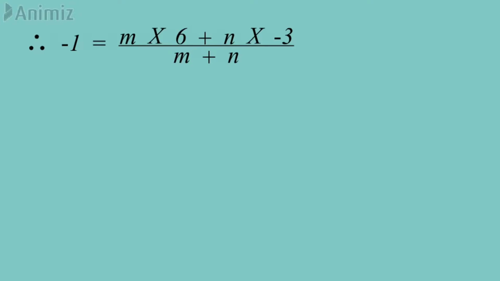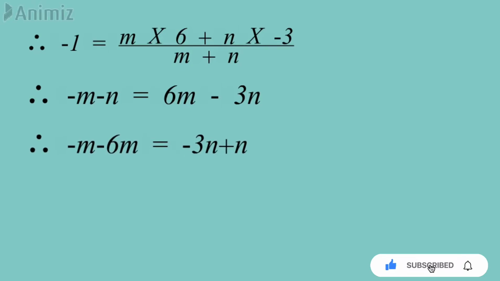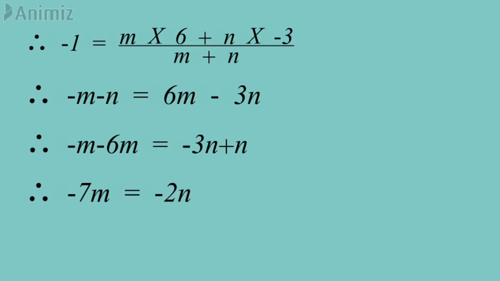Now this m plus n you can multiply with -1. When you multiply -1 with m plus n, you will get -m minus n equal to 6m minus 3n. Now transfer m one side and n on the right hand side. You will get -m minus 6m equal to -3n plus n, which will be equal to what? -7m equal to -2n. Cancel out minus both the side and transfer n on the left hand side and 7 on the right hand side.